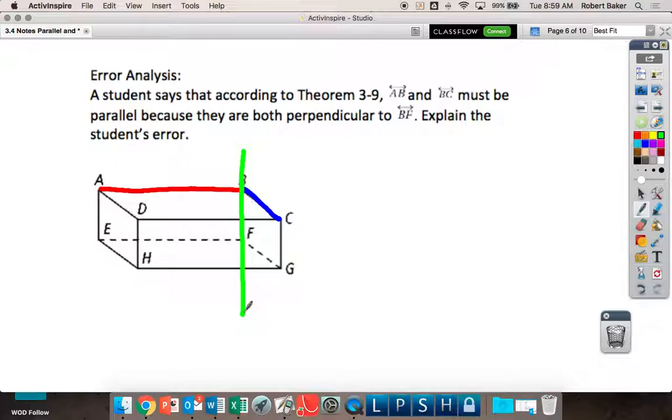True or false? False. But why false? Because they're on different planes. Good job. That is a great example of what you'll be expected to do today in homework. Does this seem impossible? Good.